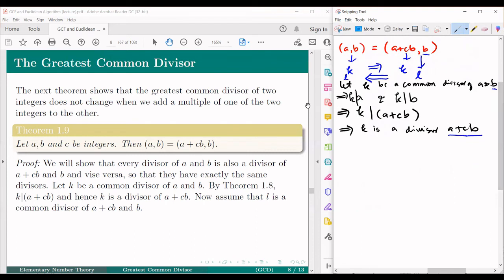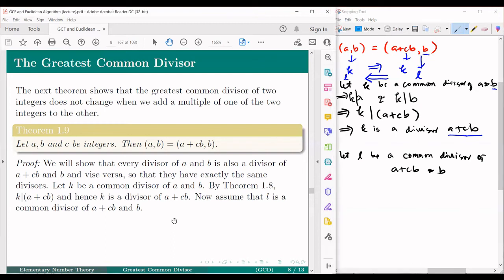We assume that L is a divisor of A plus CB and B. So here we let L be a common divisor of A plus CB and B. Since L is a common divisor of B, it suffices to show that L is a common divisor of A.